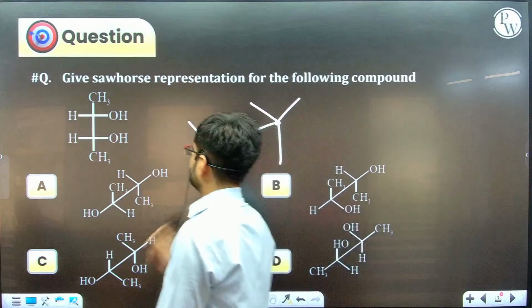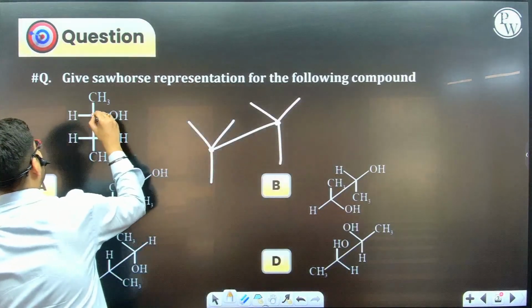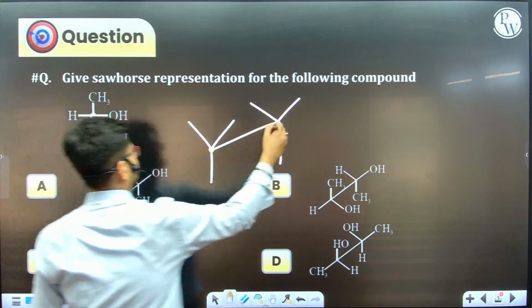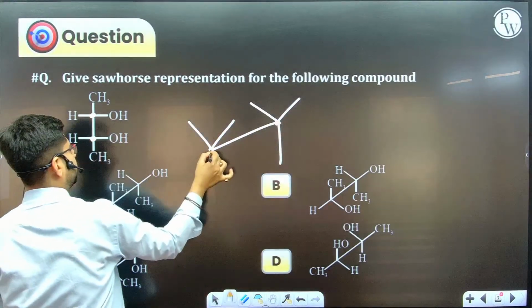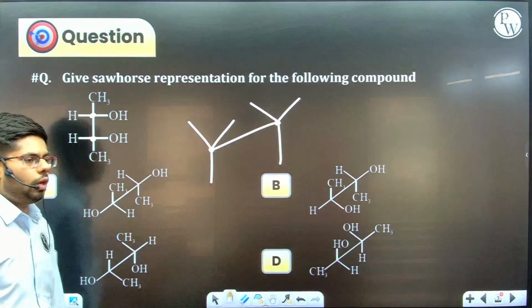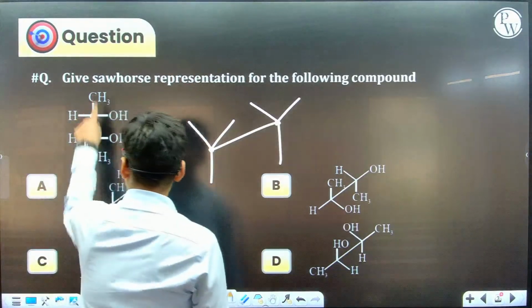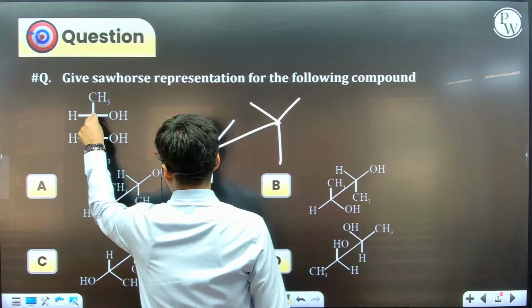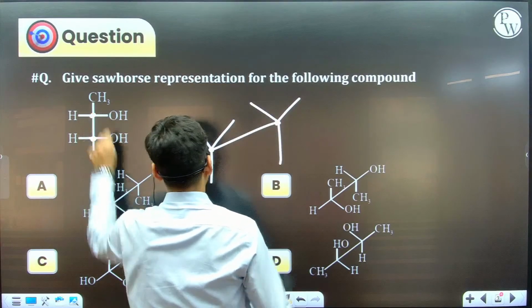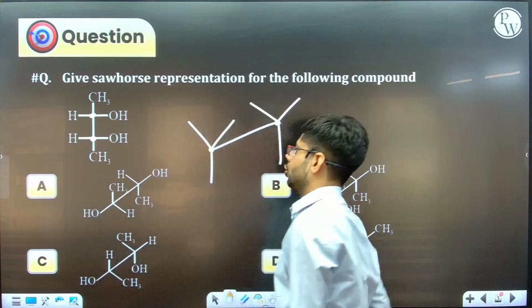Okay. Next, the uppermost carbon in the Fischer projection is this. And the lowermost carbon in the Fischer projection is this. So you have to keep this in mind. In the Fischer projection, the lowermost carbon is this, and in the Fischer projection, this is the topmost carbon, which is this in the Sawhorse projection.